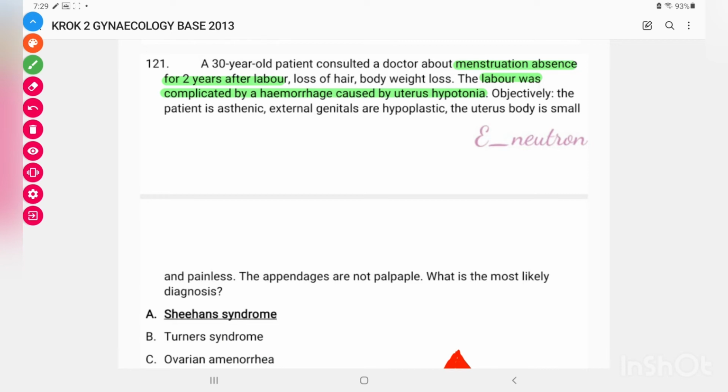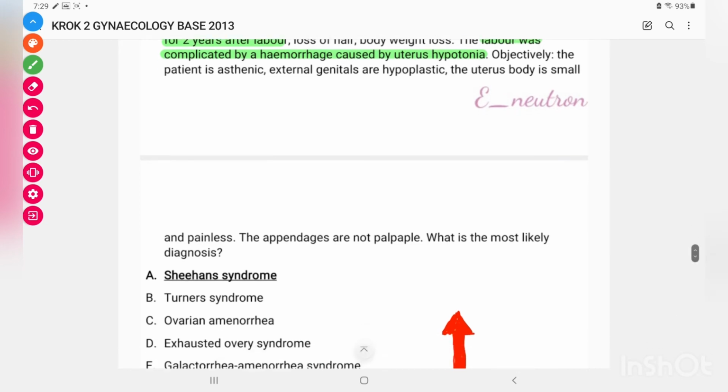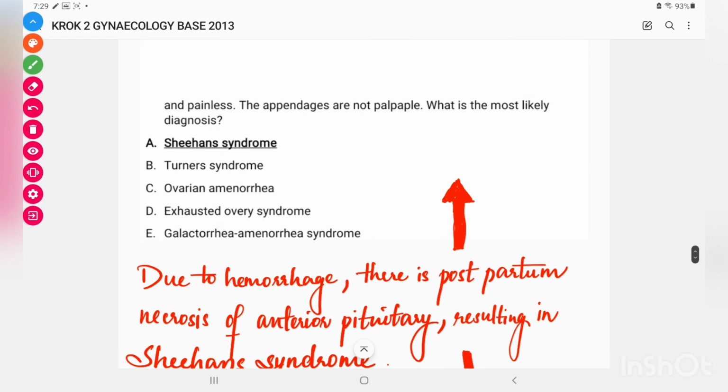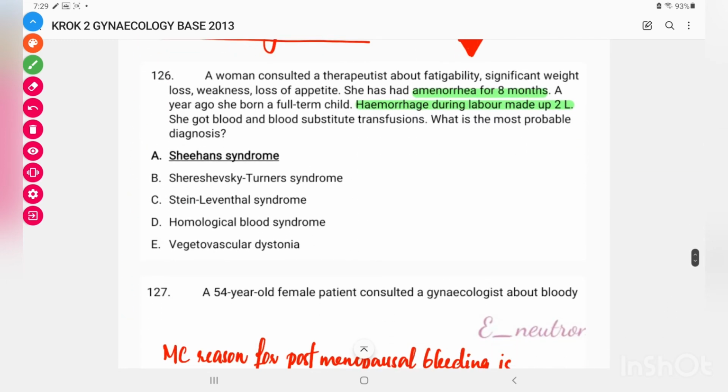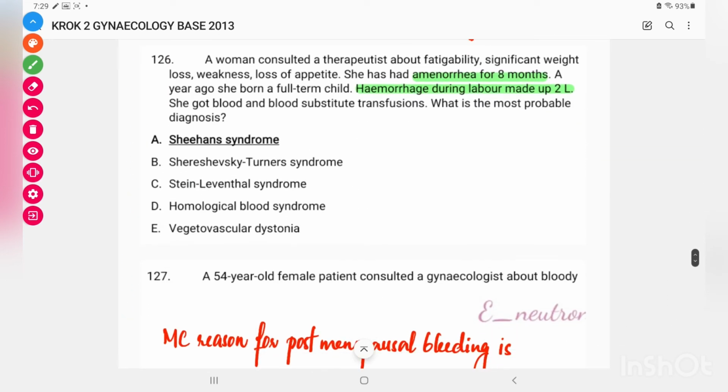We already learned in Sheehan syndrome all the anterior pituitary hormones are decreasing. So this is why there is amenorrhea, there is failure to lactate, and even the patient can present with decreased TSH symptoms, like hypothyroid symptoms can also be seen. So again, this is a repetition of the same question which we already discussed. Again, in the same base paper you can find the same question again and again with a little different content.